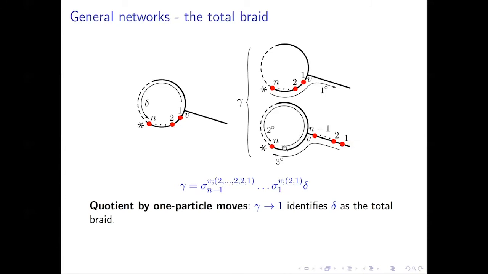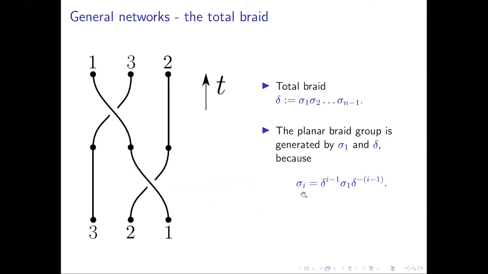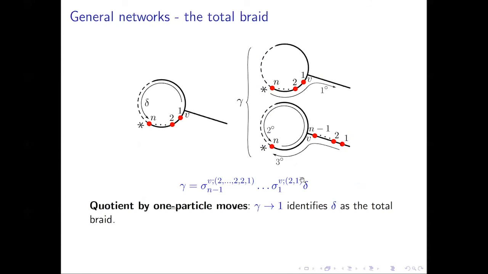So let's say we want to take a quotient by such moves. We don't want to assign any operators to non-exchanges. Then this expression identifies this delta move, a very simple move, with this total braid, which is a product of all simple braids. And recall this relation. We can have the same thing on such a graph. It's called a lollipop graph, by the way.